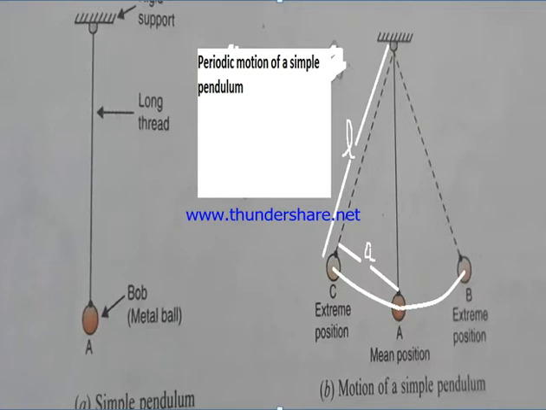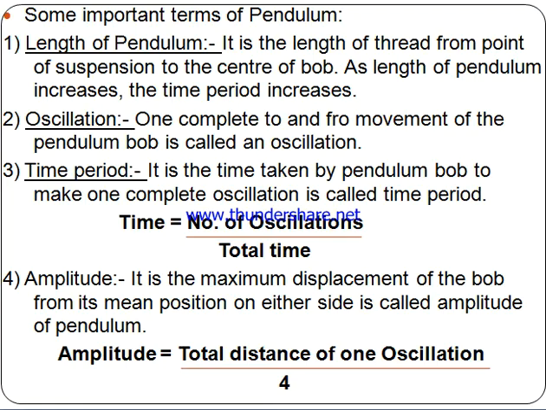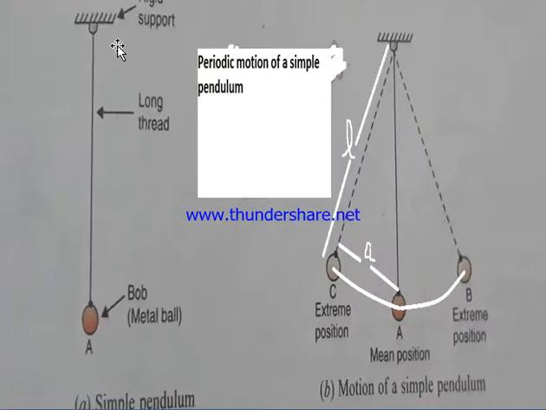And last we are discussing the time period. So what is the length of the pendulum? It is the length of the thread from the point of suspension to the center of the bob. Again, from the point of suspension, where it has been tied, to the center of the bob.